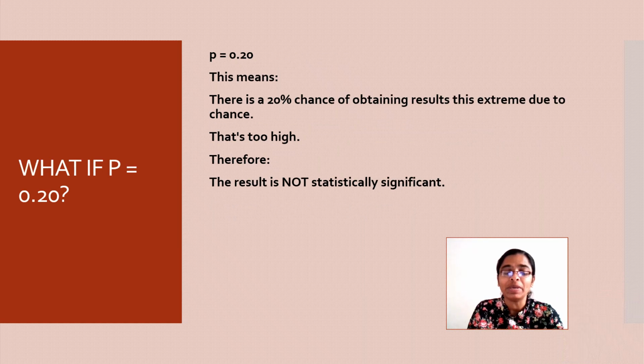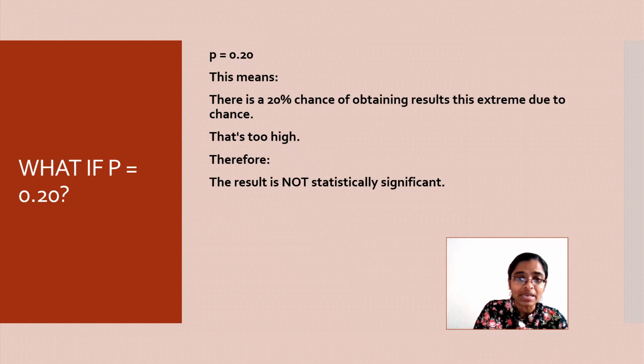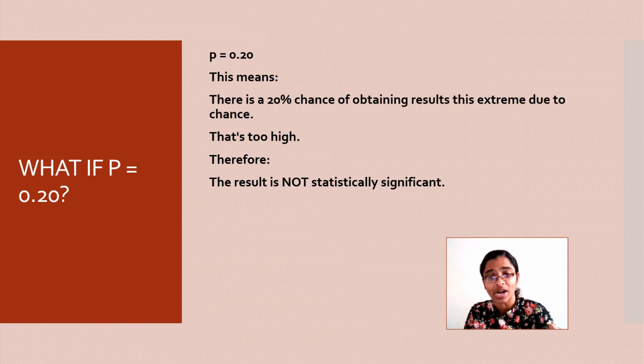So what if p is equal to 0.20? Now imagine p is 0.20 and this means there is a 20% chance of obtaining results this extreme due to chance. And that's too high. Therefore, the result is not statistically significant. 20% is too high compared to 5%. And that's why the results are not statistically significant.